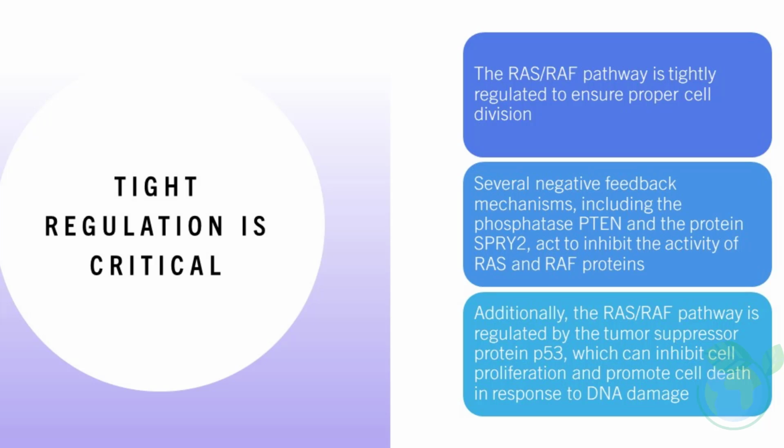Tight regulation is critical. The RAS/RAF pathway is tightly regulated to ensure proper cell division. Several negative feedback mechanisms, including the phosphatase PTEN and the protein SPRY2, act to inhibit the activity of RAS and RAF proteins. Additionally, the RAS/RAF pathway is regulated by the tumor suppressor protein p53, which can inhibit cell proliferation and promote cell death in response to DNA damage.